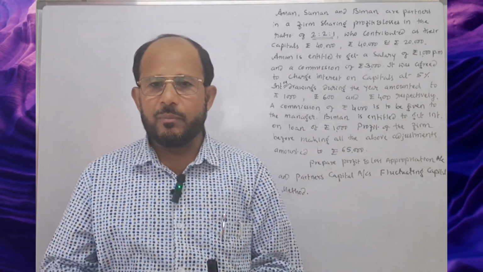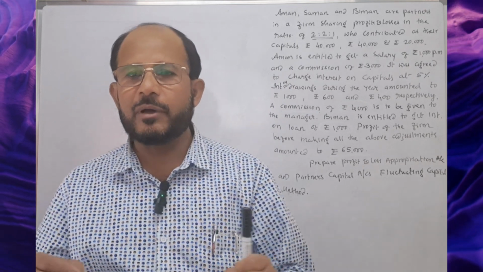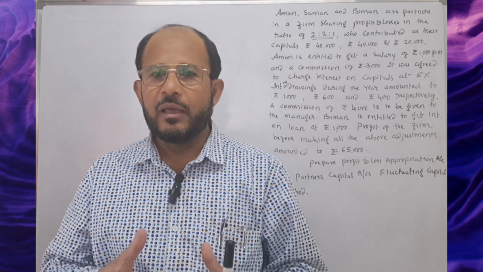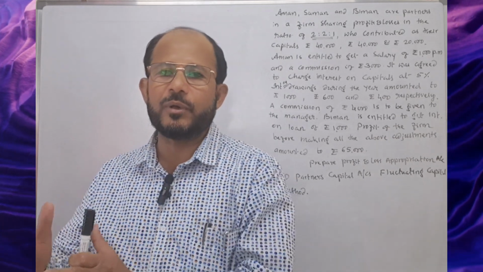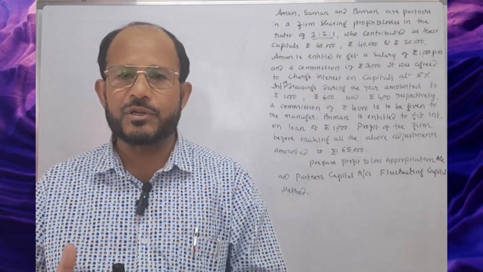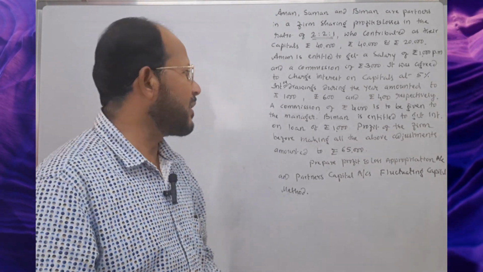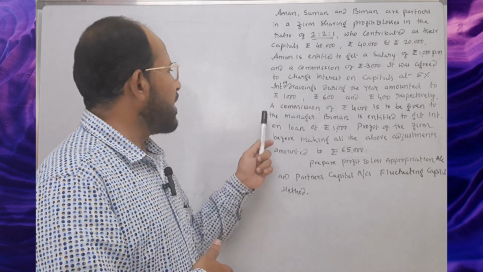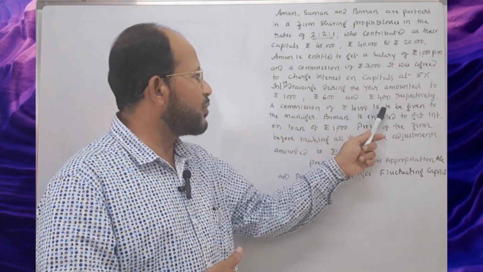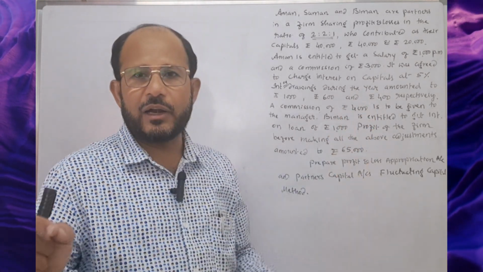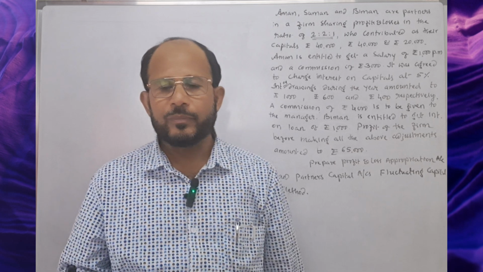Interest on drawings is the amount which is collected from the partners by a partnership firm. Therefore, it is an item of income to the partnership firm. Hence, this amount of income is to be credited to profit and loss appropriation account and debited to all the partners' capital accounts. Next one is a commission of rupees 4000 to be given to the manager. Therefore, here rupees 4000 is a charge to the profit and loss account that you have to keep in mind.